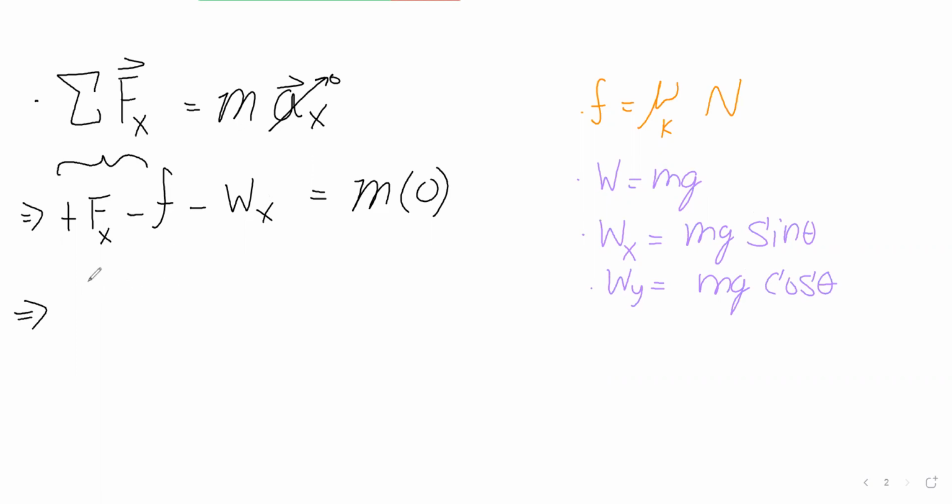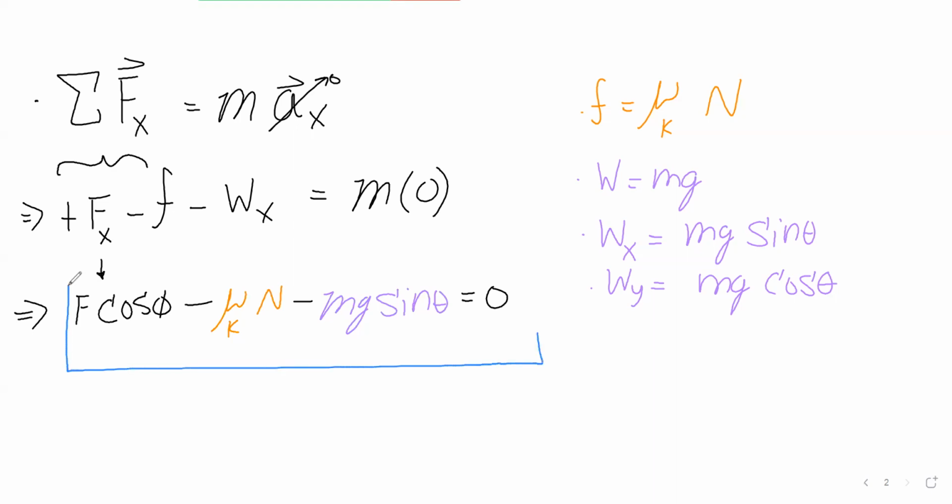So I'm going to replace each quantity. I know Fx, the little x indicates multiply my force by a factor of cosine. So that's F cosine phi minus mu times N for friction minus Wx, which is mg sine theta, and the right side equals 0. Now, the first step is complete. You should box this equation. This is your equation 1.